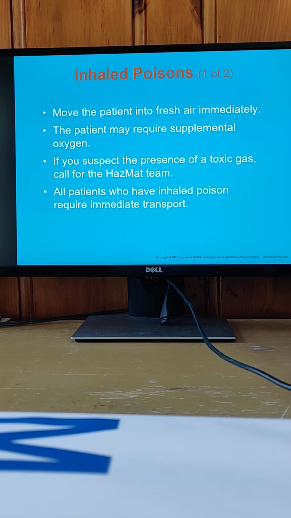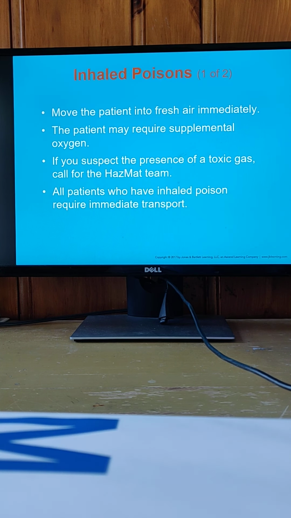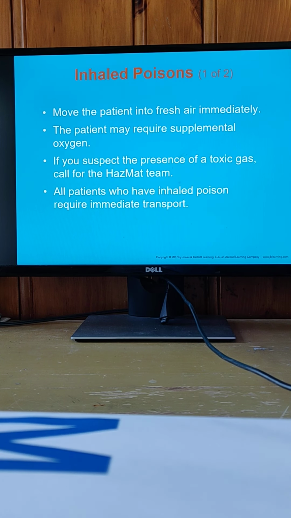Okay? So, with that said, inhaled poisons. You want to move the patient to fresh air right away. A lot of times if somebody has an inhaled poison, getting them fresh air, out of the environment where the poison is, does great things. The patient may require supplemental oxygen. Determine what device you want to use. Do you want to use a nasal cannula? Do you want to use the non-rebreather, or do you want to use a BVM?